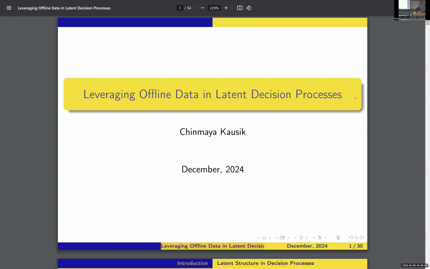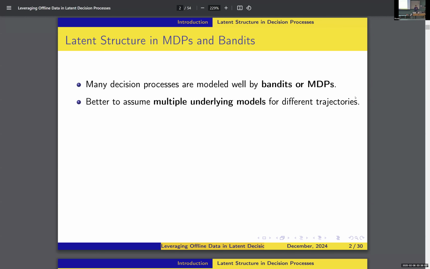So let's get started. One of the most obvious things is, yes, we're all in the RL seminar. Many decision processes are modeled well by bandits and MDPs. I think we'll agree on that. But the thing that adds a bit of subtlety is that often when you are looking at data from these decision processes, it's better to assume that it comes from multiple underlying models instead of a single underlying model.